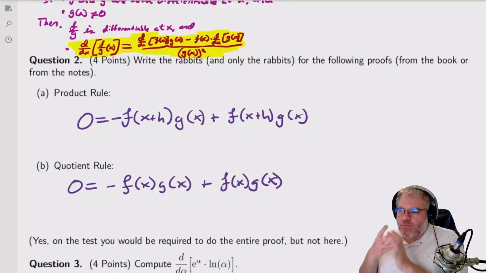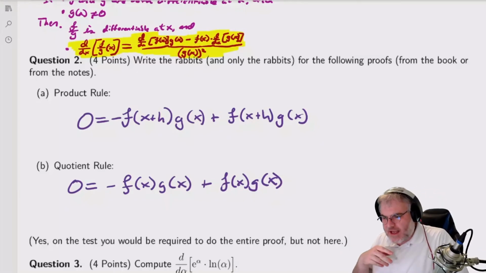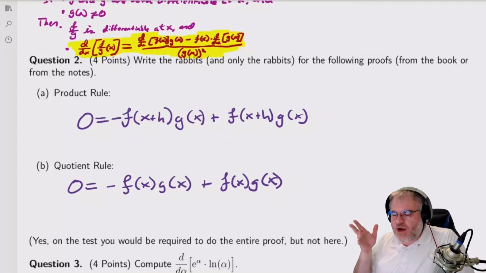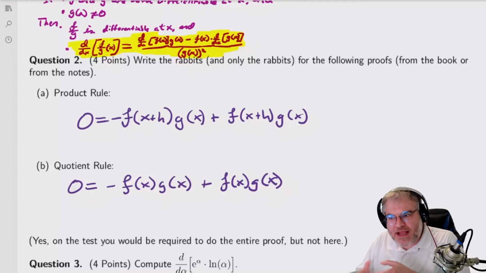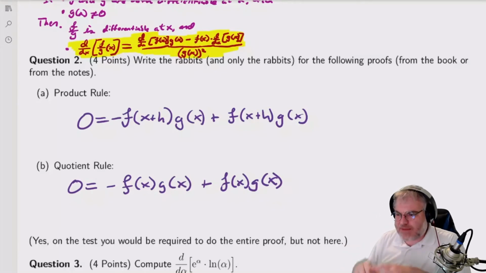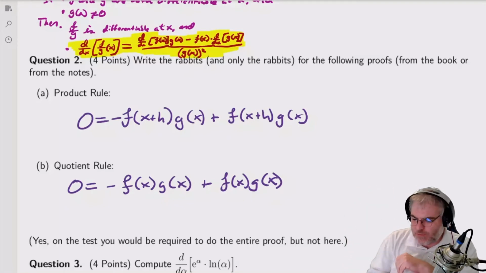Okay, so a rabbit. Let's define that then. If you don't understand what a rabbit is, a rabbit is something tricky that it usually either it's something I add that equals 0 or something I multiply that equals 1, right? So in both of these cases, I'm adding to the top when I do the proof.